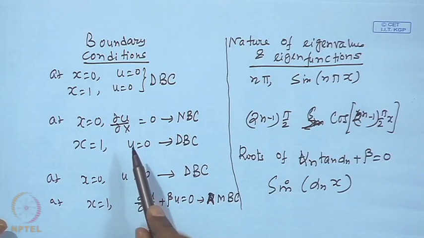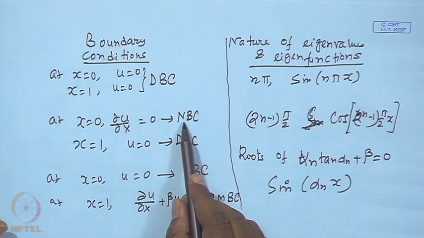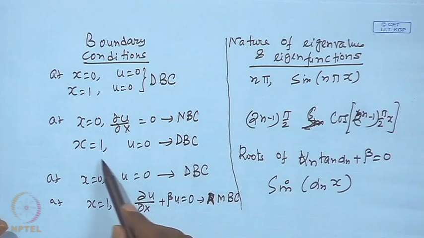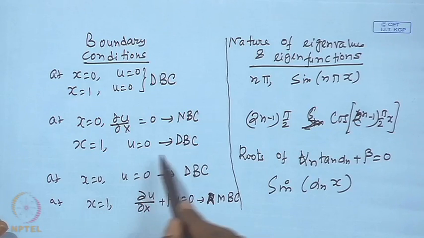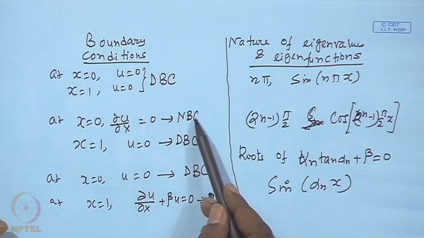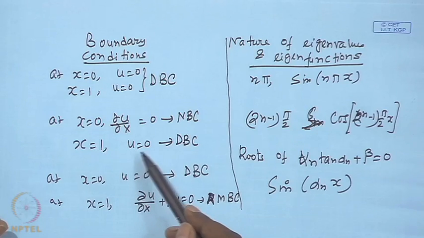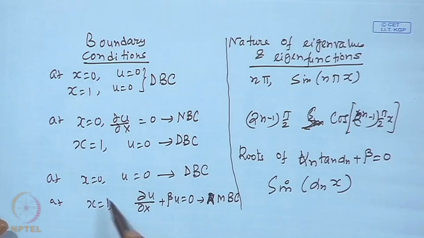Okay. Now, the point is, if these boundary conditions are reversed, will the same thing take place? That means, instead of a Neumann boundary condition at x equal to 0 and Dirichlet at x equal to 1, we have a Dirichlet boundary condition at x equal to 0, u is equal to 0, and the Neumann boundary condition at x is equal to 1, del u del x is equal to 0. Similarly, in the other case, we interchange the boundary conditions: at x is equal to 0, del u del x plus beta u is equal to 0, and at x is equal to 1, we have a Dirichlet boundary condition.